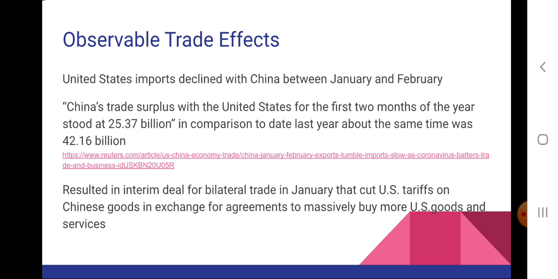So, observable trade effects. The United States imports declined with China between January and February. China's trade surplus with the United States for the first 2 months of the year stood at 25.37 billion, in comparison to last year at about the same time, which was 42.16 billion. That's a huge difference, from Reuters there. It was a decline of the trade surplus between China and the United States, and it resulted in a deal for bilateral trade in January that cut U.S. tariffs on Chinese goods. So we cut U.S. tariffs on goods coming in exchange for agreements that China will massively buy more U.S. goods and services.